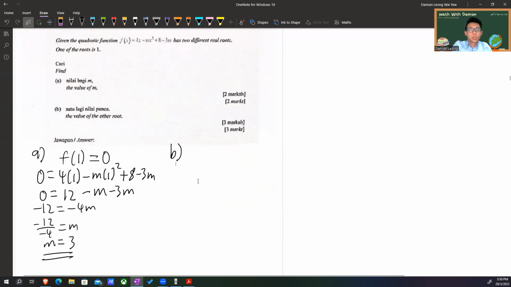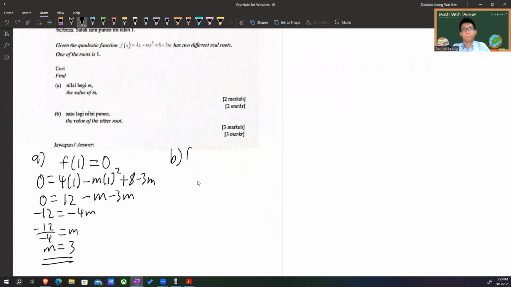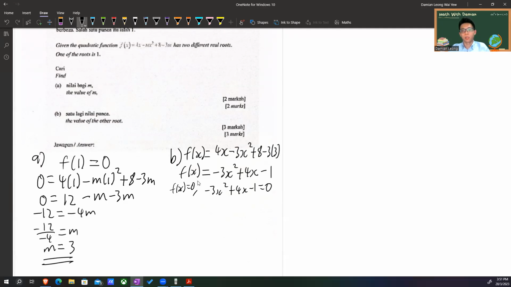So the other root, since I already have the value of m, let's put back the function. 4x minus 3x squared plus 8 minus 3 times 3. Negative 3x squared plus 4x plus 8 minus 9. So minus 1. Okay. So root again is when f(x) is 0. So negative 3x squared plus 4x minus 1 equals 0. It's easier when I change negative to positive, positive to negative. So 3x squared minus 4x plus 1 equals 0.